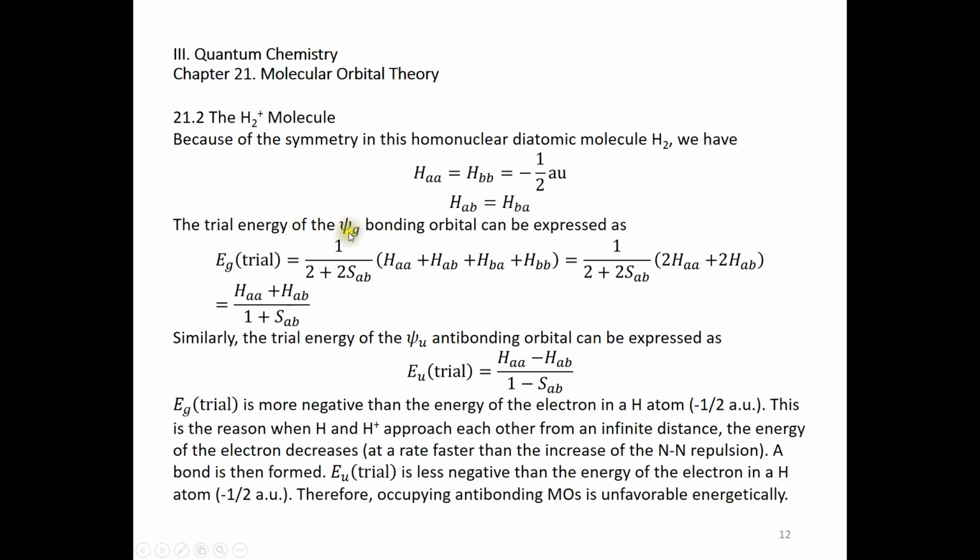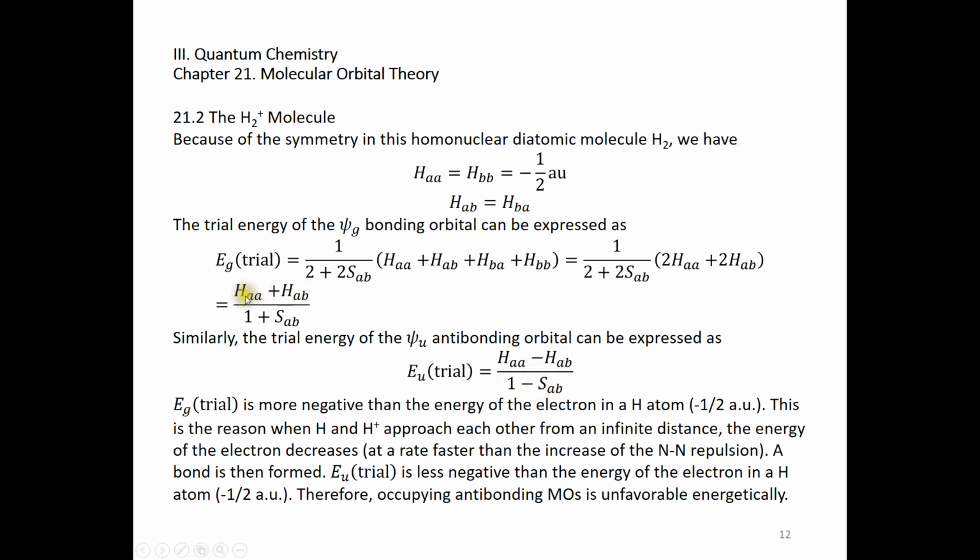The trial energy of the sigma g or psi g bonding orbital is this. We have 1 over 2 plus 2 S_AB, and then these 4 terms: we have negative 1/2 here, negative 1/2 here, and then 2 cross terms. So since H_AA equals H_BB, we can just write it this way. H_AB equals H_BA, we can write it this way. So overall, this trial energy for the sigma g bonding orbital is H_AA plus H_AB over 1 plus S_AB. Similarly, the trial energy for the sigma u antibonding orbital is this: H_AA minus H_AB. On the bottom, we have 1 minus S_AB.